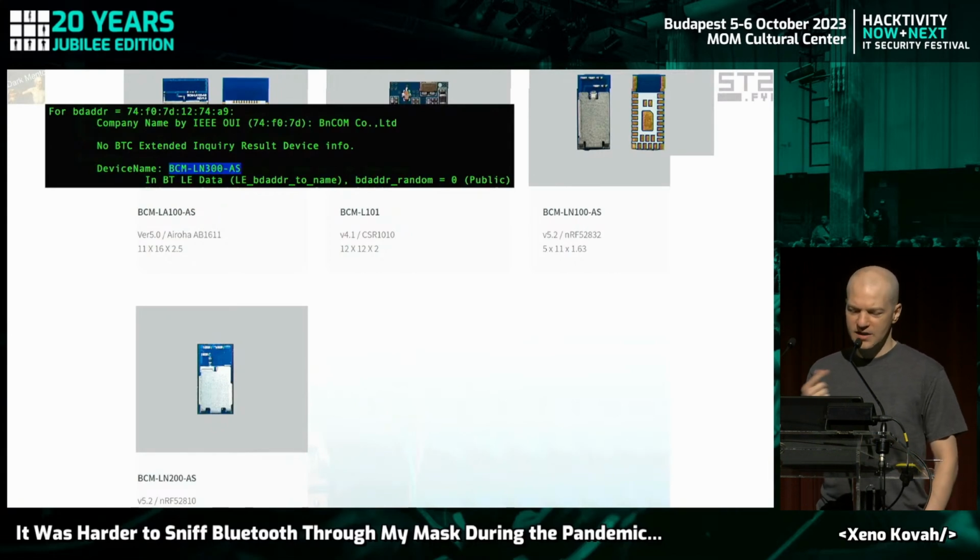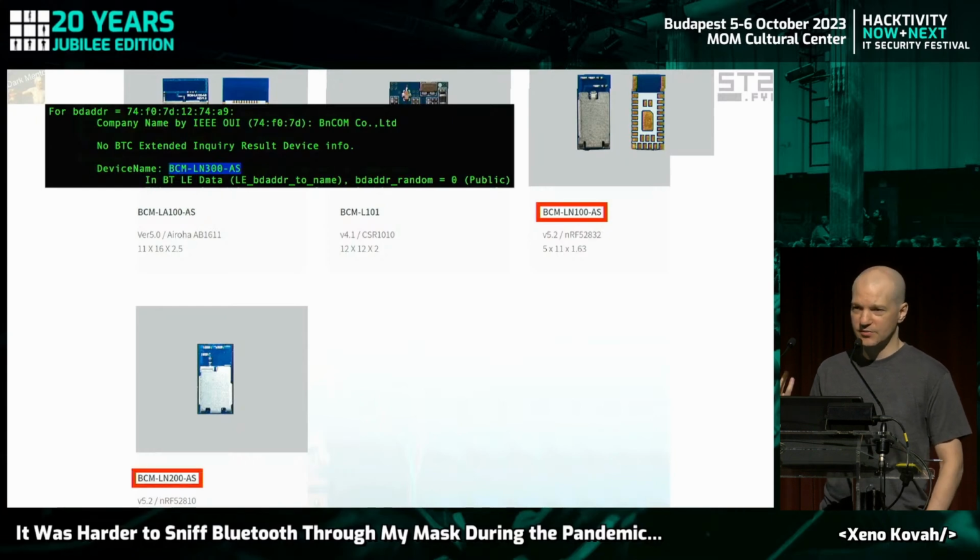When I look at other data from BNCom that I have, because I was getting nowhere figuring out what this one particular device is, I see another device called BCM LN300AS, which was off by one from the specific things they were selling and showing on their webpage. So it's probably just a newer model. Additionally, those show that they have nRF chips. Those are Nordic silicon chips.